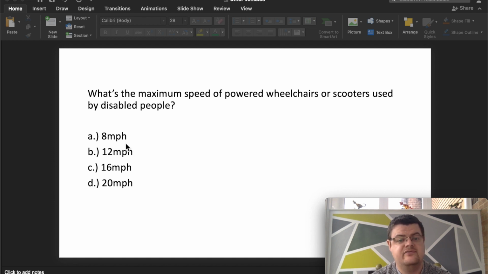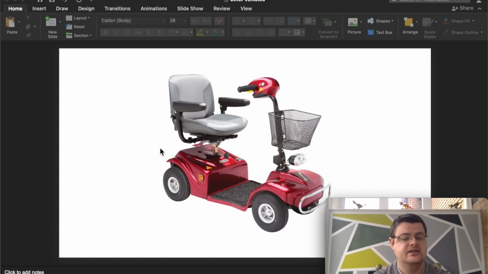The maximum speed for them is 8 miles an hour, although some of them are restricted to a maximum of 4 miles per hour. But the maximum speed you could possibly have in one of these sorts of things is 8 miles per hour. So you've just got to find some way of remembering that number in your head. When you think of these, think of 8 miles an hour.